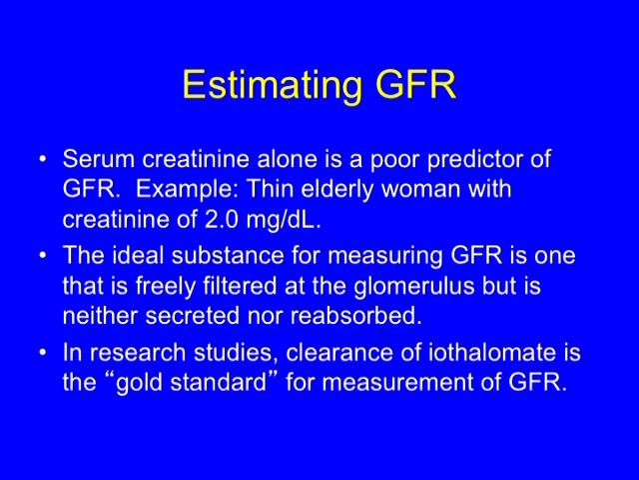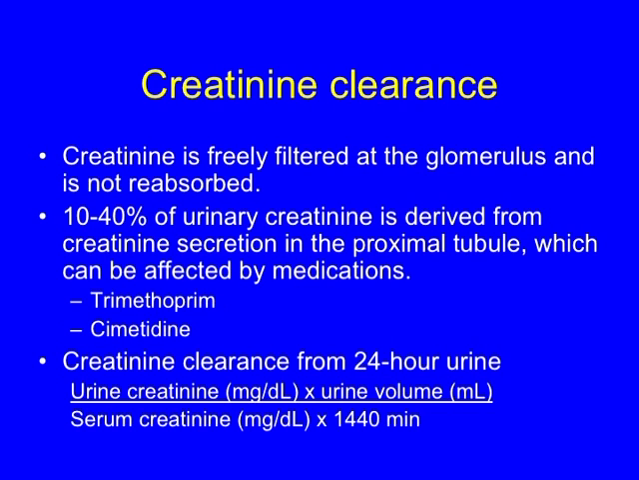And you all know that the ideal substance for measuring the GFR is something that is freely filtered at the glomerulus, but is neither secreted nor reabsorbed. And in research studies, clearance of iothalamate is often considered the gold standard for the measurement of the glomerular filtration rate. So creatinine is one of those substances that we use commonly for estimating glomerular filtration rate. Why creatinine? Because creatinine is freely filtered at the level of the glomerulus, but it's not reabsorbed.